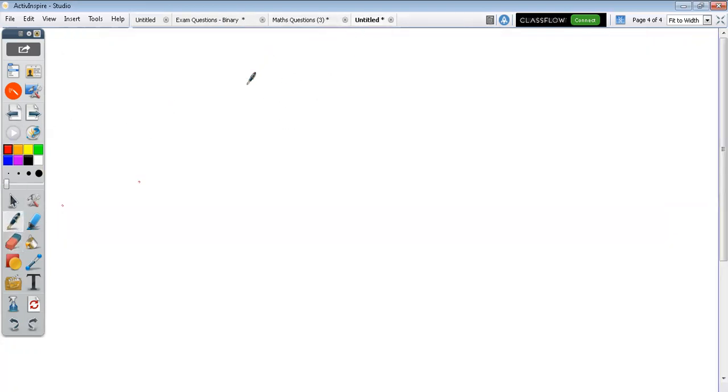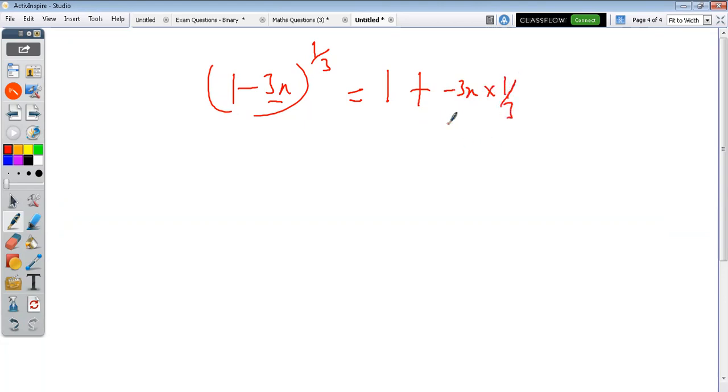That's actually very easy. 1 minus 3x to the power of 1 over 3. So according to your formula, it's 1 plus nx. It means this multiplied by that. So we're saying minus 3x multiplied by 1 over 3. That's nx. Plus, now we are saying, according to your book, it's n multiplied by n minus 1, if I'm correct.